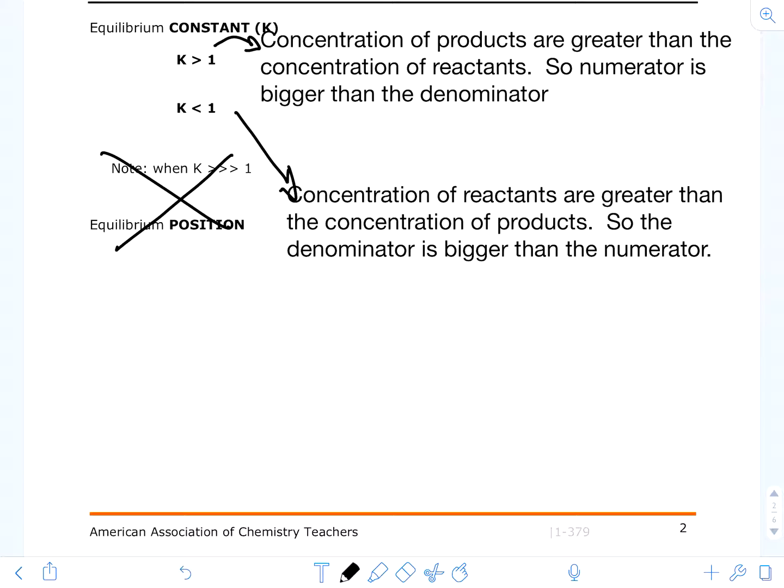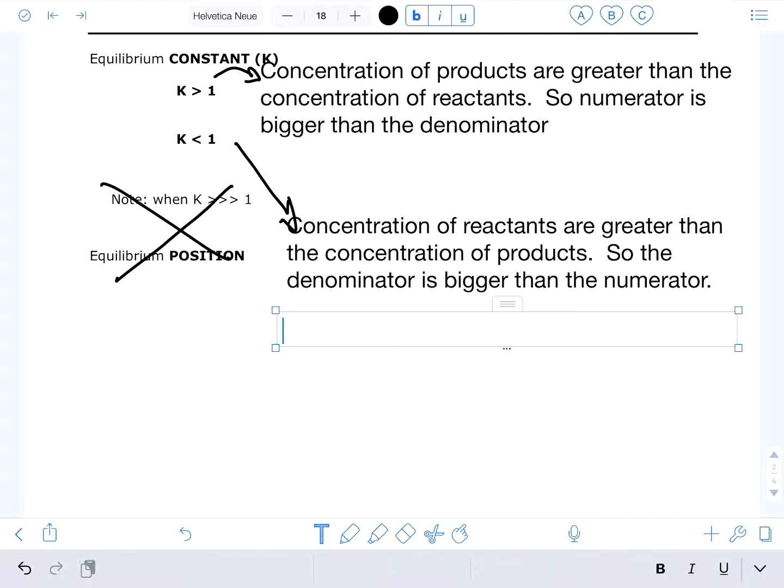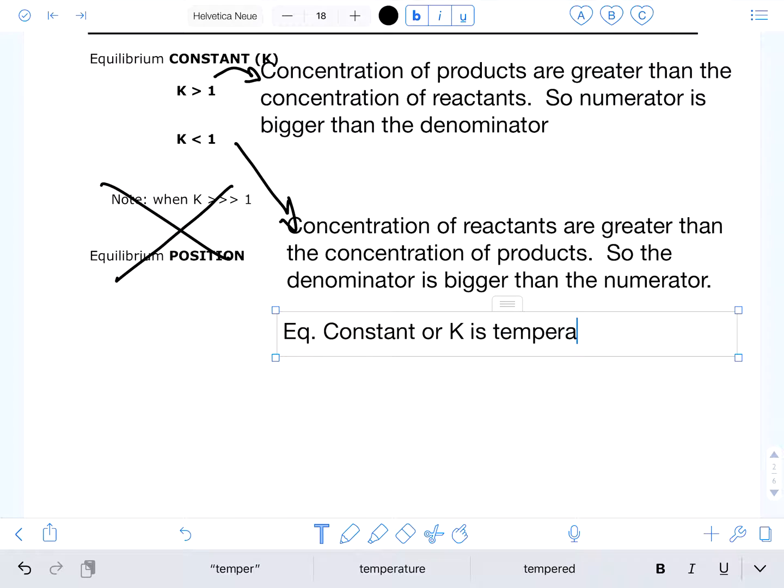The important thing is that when we are talking about K, the equilibrium constant, it is temperature dependent. And you'll see why in a little bit.